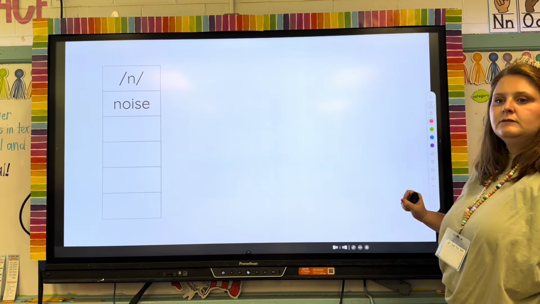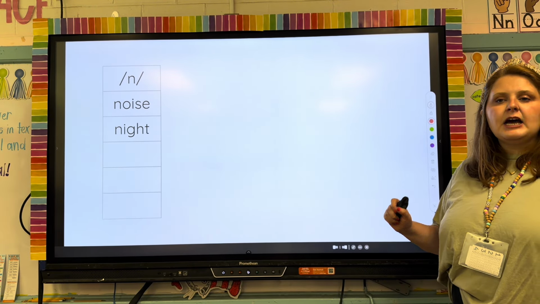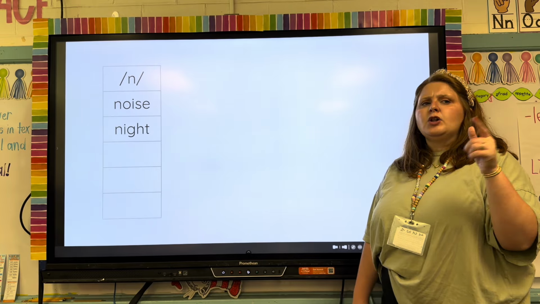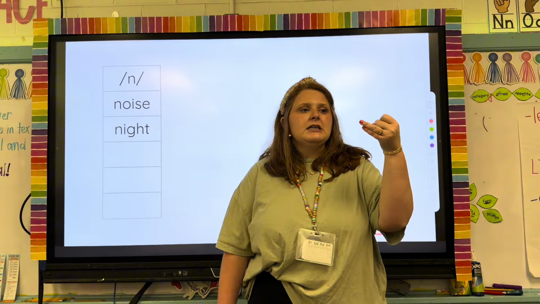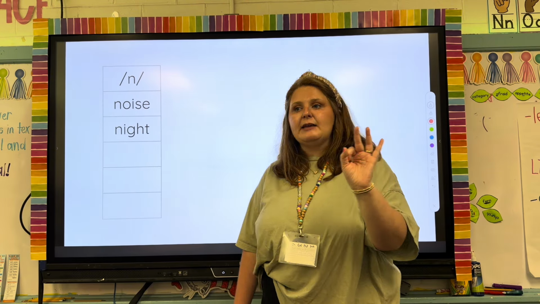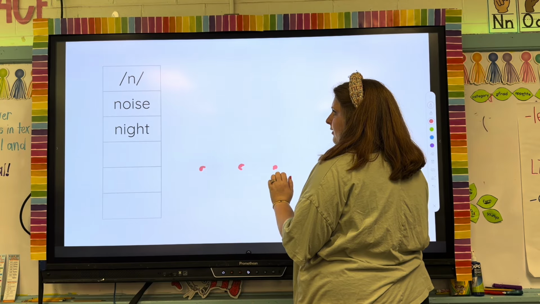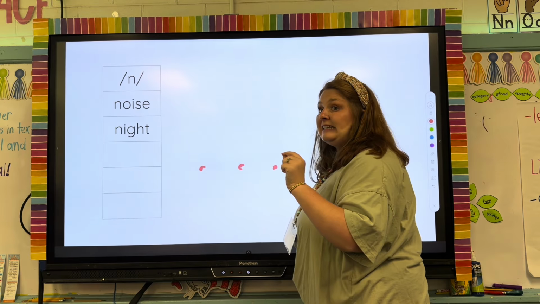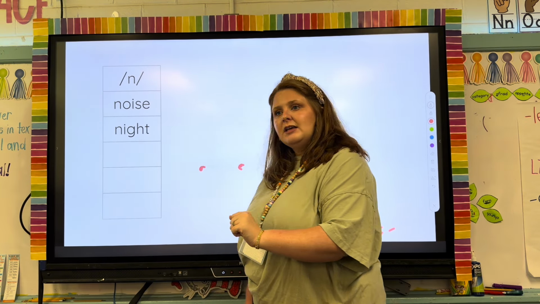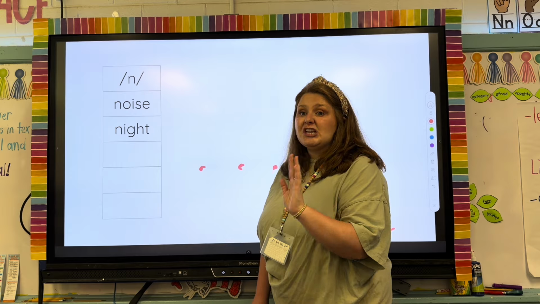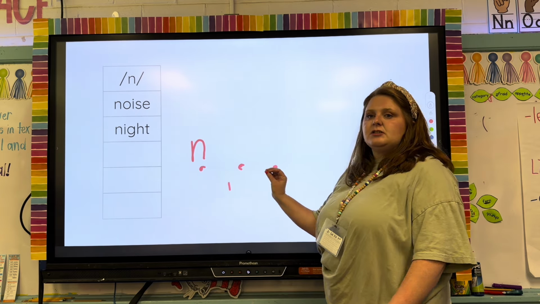Okay. Our next word. What is that word? Night. Night. Hum the word night. Only one syllable, right? Yeah, pound it. Night. How many phonemes? 3. What's my first phoneme? Right? Most of the time, if a word ends in what are we going to use? Most of the time. Just an N, right?